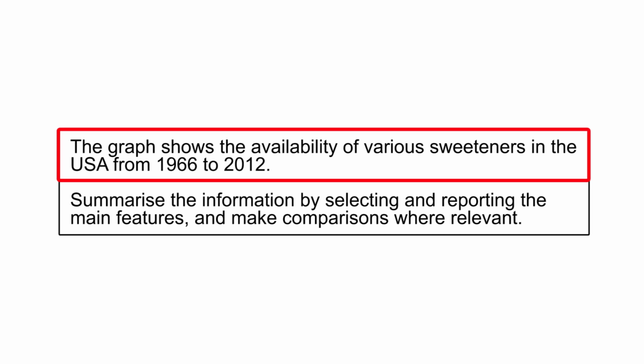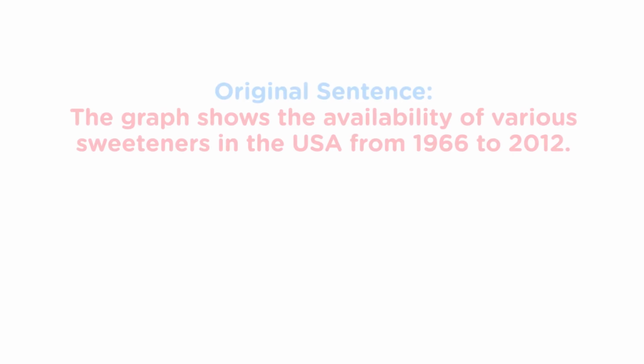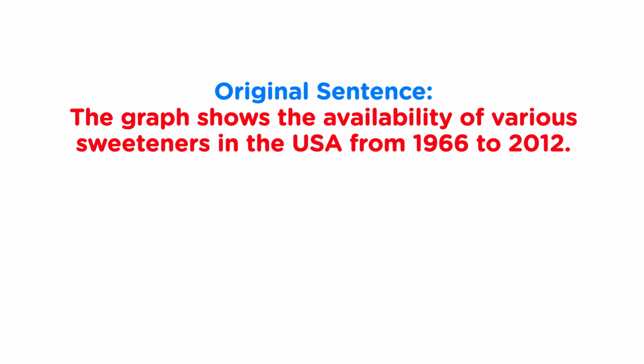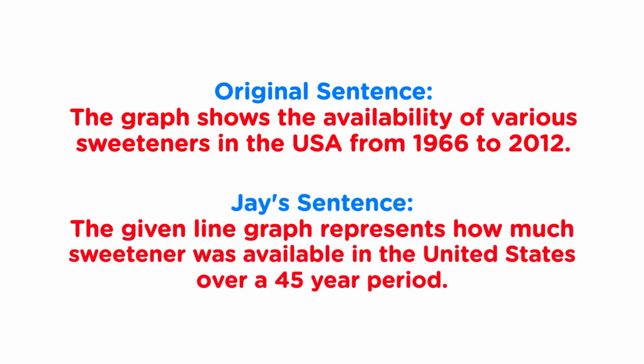Pause the video and rewrite this sentence. It should only take you a minute or 2. We'll then look at my answer. So the original sentence says, "The graph shows the availability of various sweeteners in the USA from 1966 to 2012." I've rewritten this in my own words to say, the given line graph represents how much sweetener was available in the United States over a 45-year period.